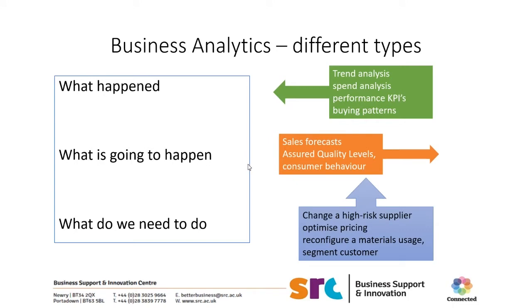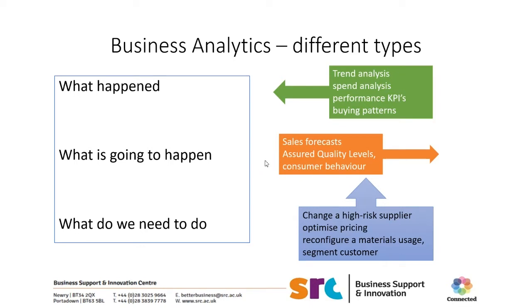And then you have your what we need to do. And that's really about using the analysis to come up with a proposal or a suggestion of what you should do. So these do use the what happened and what's going to happen. So the top one and the middle one would feed into the bottom one.